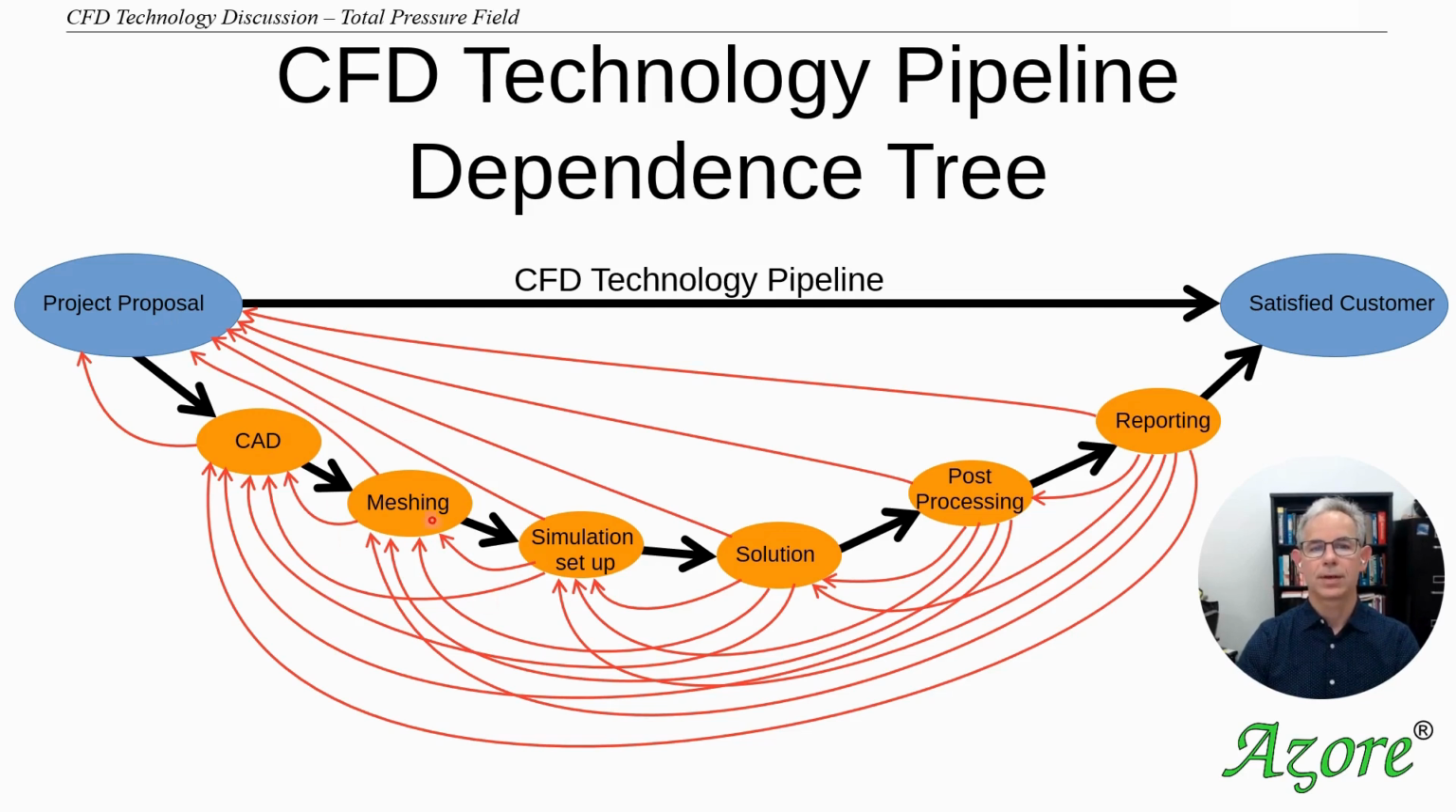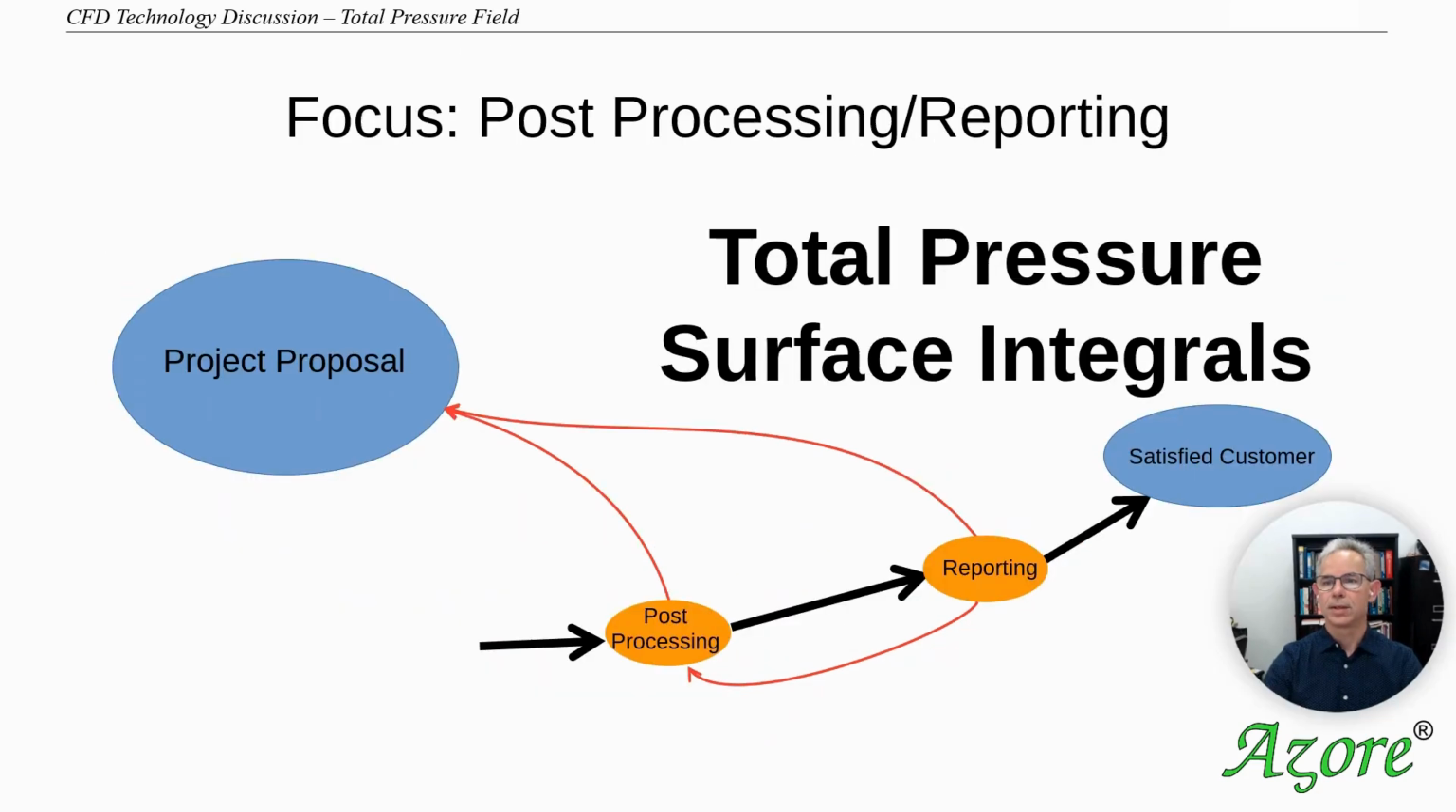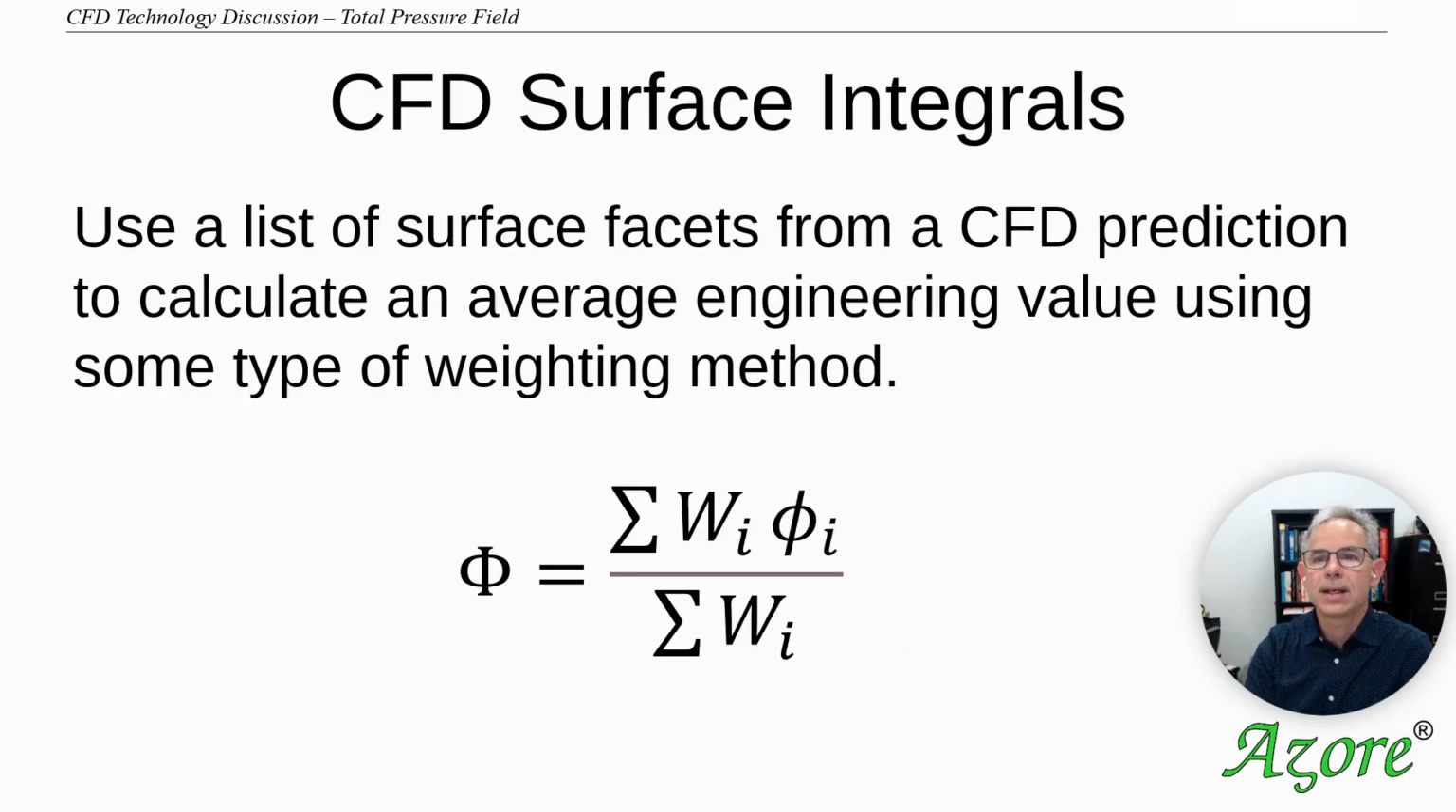We focus in on one of these aspects today. Today we're really going to talk about total pressure in terms of the surface integral, and that falls in the area where we're post-processing our results and reporting our results. We should know what we want to get out of it, and then hopefully we'll get the information to get to a satisfied customer. So let's take a look at that.